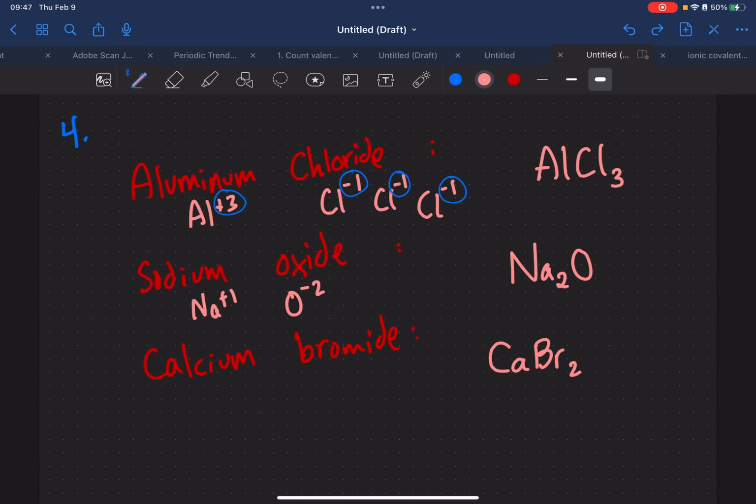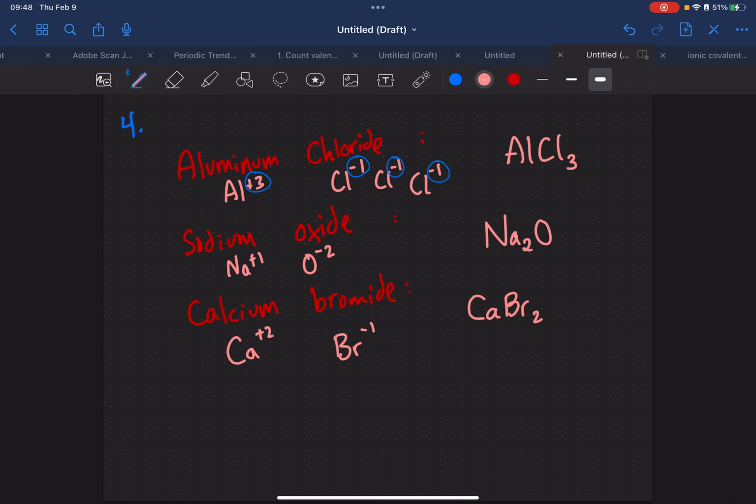Calcium bromide. This is kind of the reverse, because the positive ion here has a +2 charge, and the bromide ion has a -1 charge. So we need 2 bromides here to cancel out with the 1 calcium and its +2 charge. And that's how we get CaBr2. And there we go. There's number 4.